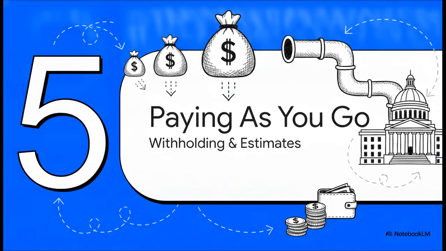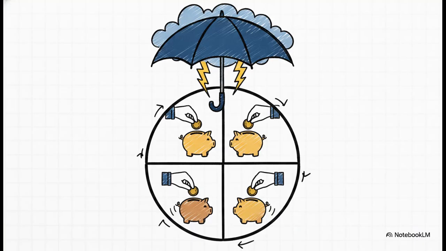Step 5, paying as you go, focusing on withholding and estimated taxes. So, we've done all the math, but now we need to look at the mechanics of how your money actually gets safely from your pocket to the IRS. The U.S. operates strictly on a pay-as-you-earn basis. If you're an employee, this happens automatically through W-4 withholding. If you're self-employed or an investor, you do this through Form 1040-ES estimated payments. Basically, the IRS demands their money as you earn it.